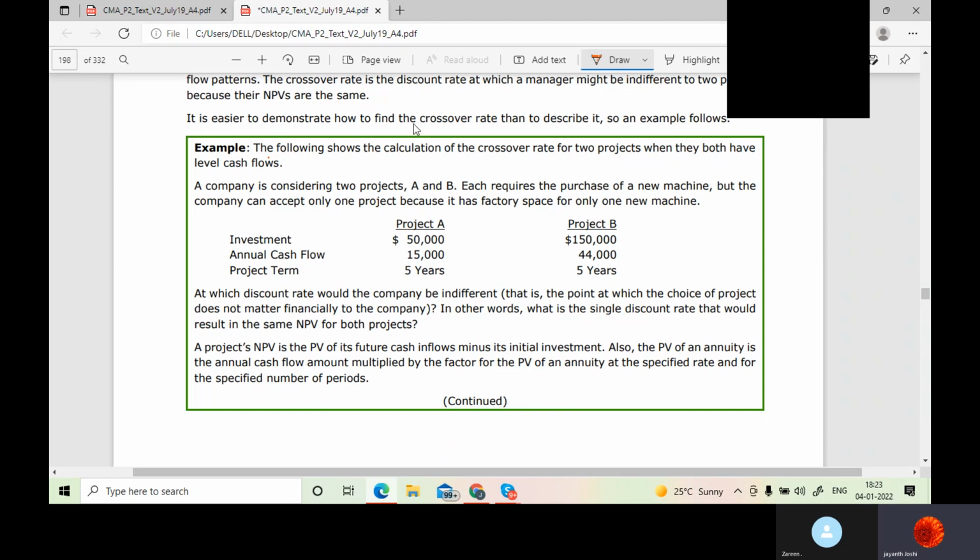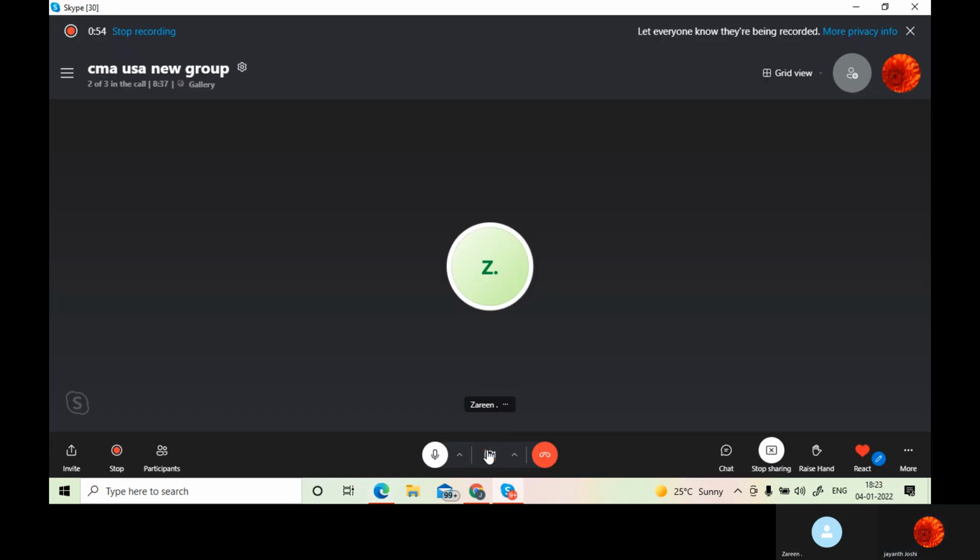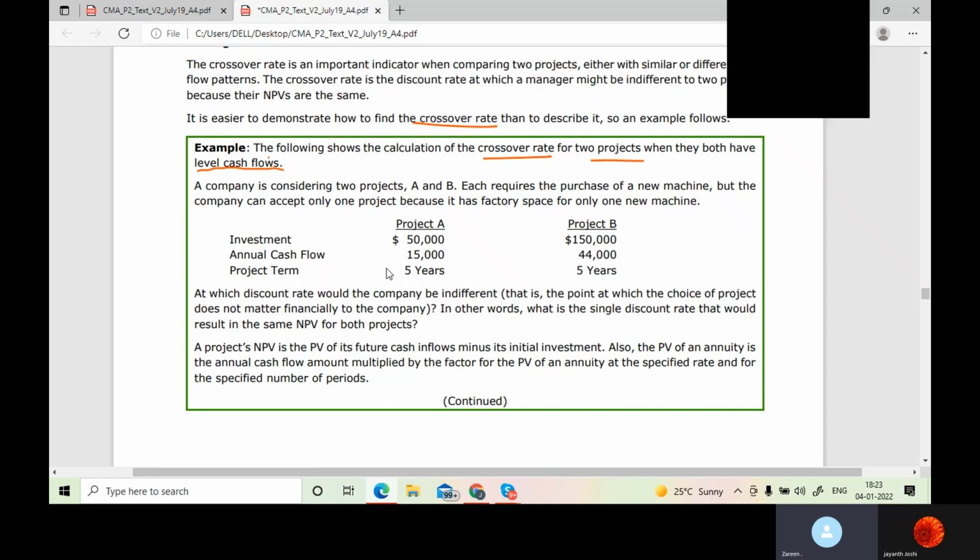This particular crossover rate we can find out with the help of this example. We'll see how to find out. So the following shows the calculation of crossover rate for two projects when they both have different level of cash flows, correct? Cash flows means return of our investment, or the thing which we are investing. Like we'll have different cash flows.